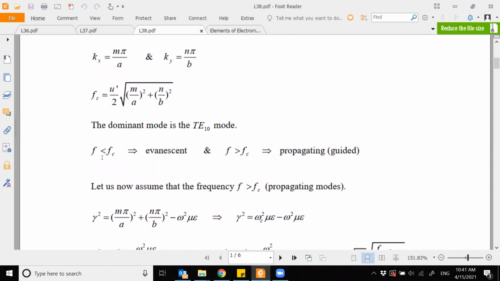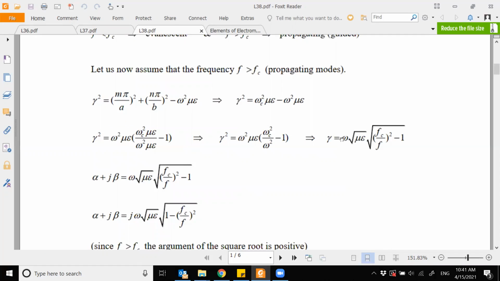We know if our operating frequency is less than cutoff frequency, then it is evanescent. If my operating frequency is greater than cutoff frequency, it is guided. So now we are trying to find the phase constant of our propagating mode. How? Again, we took this gamma expression, which is gamma square is omega c square mu epsilon minus omega square mu epsilon. And now I'm substituting, instead of omega and omega c, I'm trying to get the expression in terms of f and fc.